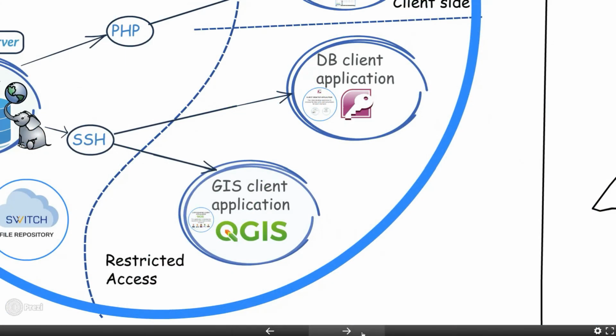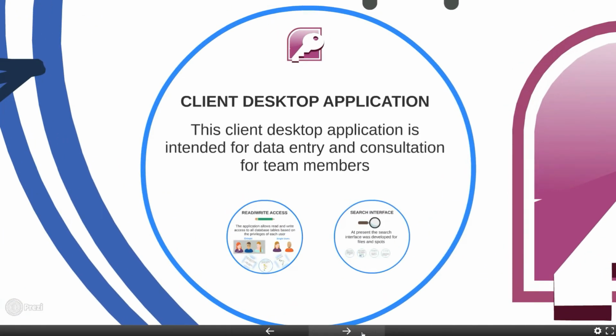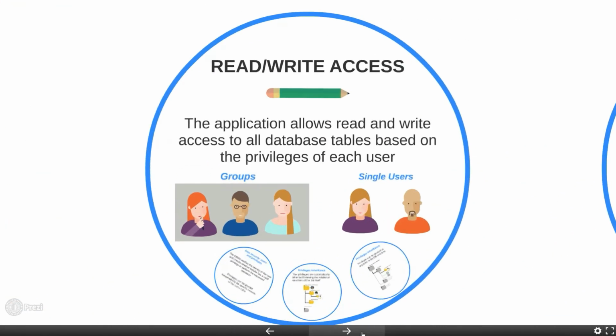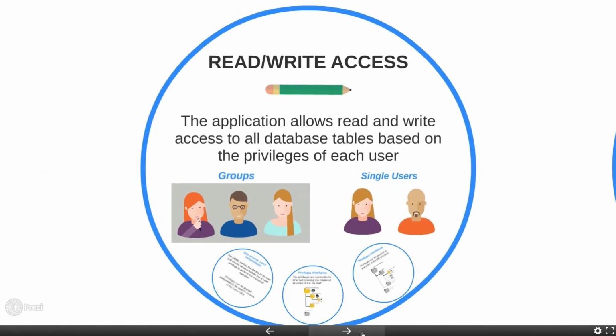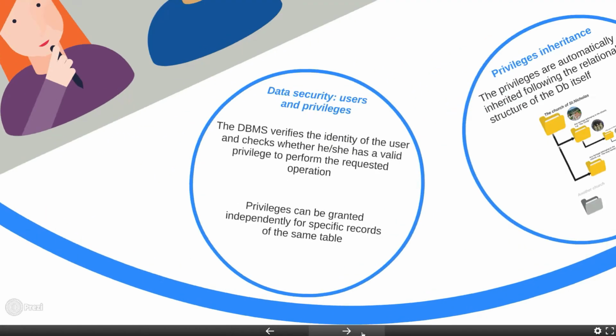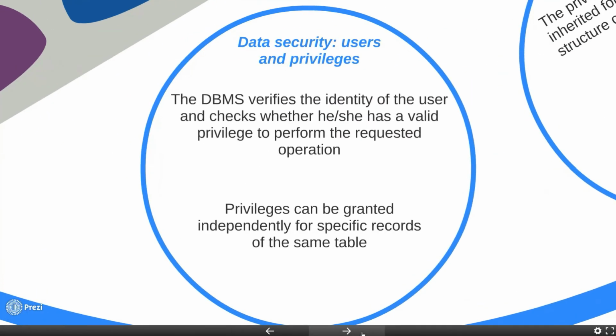The first desktop application is based on Microsoft Access. This client application is designed to be used by team members and allows full read-write access to all tables, depending on the user's privileges. Privileges can be granted to individual users or to groups they can join. Privileges are not managed by the application, but by the DBMS itself. Security management is implemented on the server side.